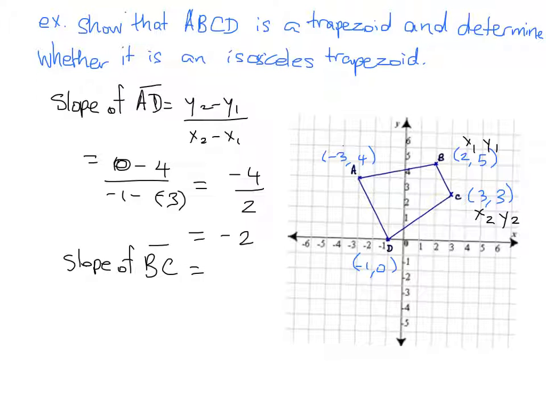All right, so we have y2, which is 3, minus y1, which is 5, over x2, which is 3, minus x1, which is 2. And when we do that, we get negative 2 over 1, which is just negative 2. As it turns out, the slopes are actually equal. And that means that these two lines, we can say definitively, are parallel to each other.